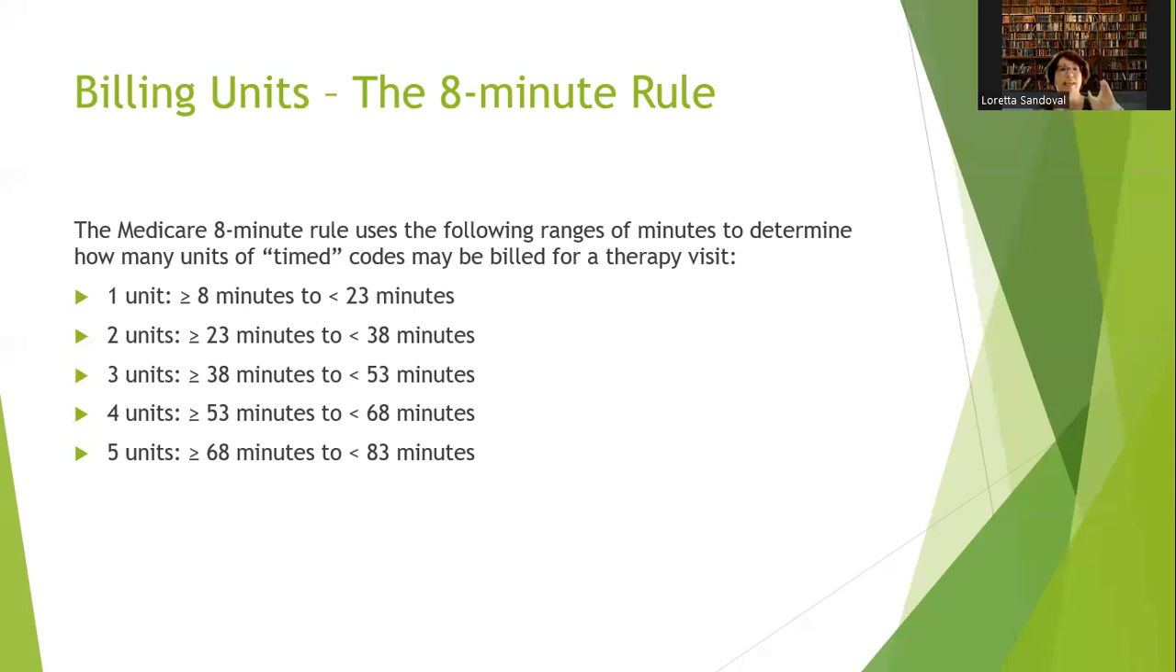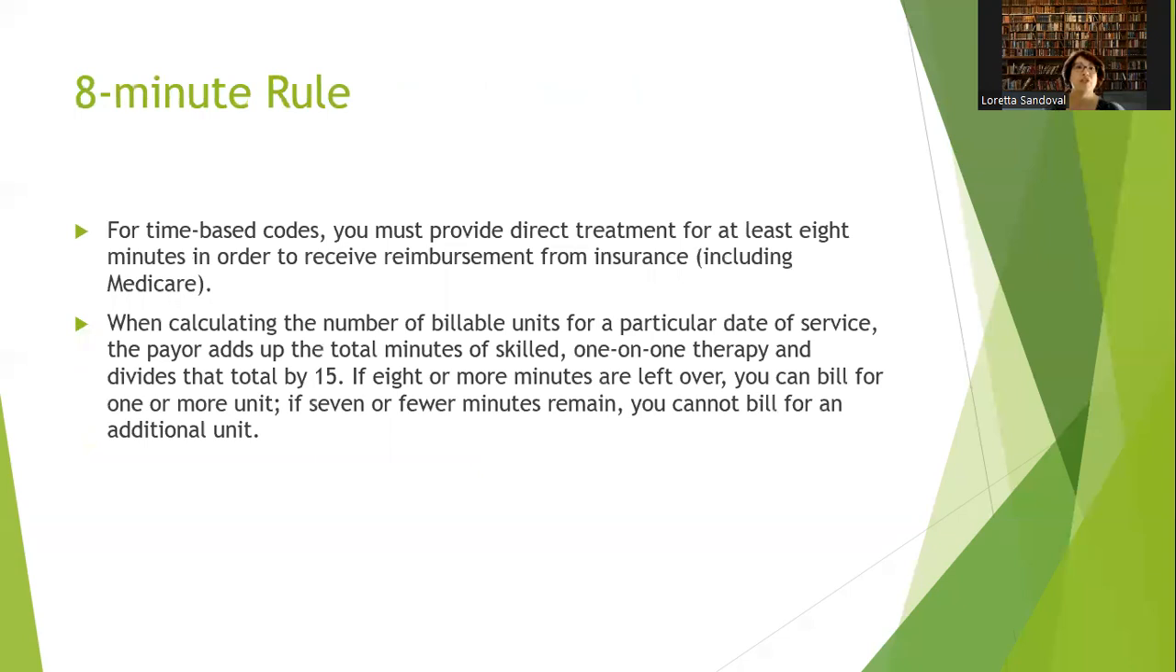If you did something between 8 and 22 minutes, it's 1 unit. If you did less than 8 minutes of something, you cannot bill for it. So there's sometimes when I'm doing something in conjunction with the treatment, and I'm certainly documenting, of course, but it takes less than 5 minutes to do, of course I'm not going to charge for that. If I put kinesio tape on someone and it just takes a couple minutes, I'm not charging for that. I'm documenting it, but I'm not charging for it. Crazy, right? So for time-based codes, you must provide direct treatment for at least 8 minutes in order to receive reimbursement from insurance, including Medicare.